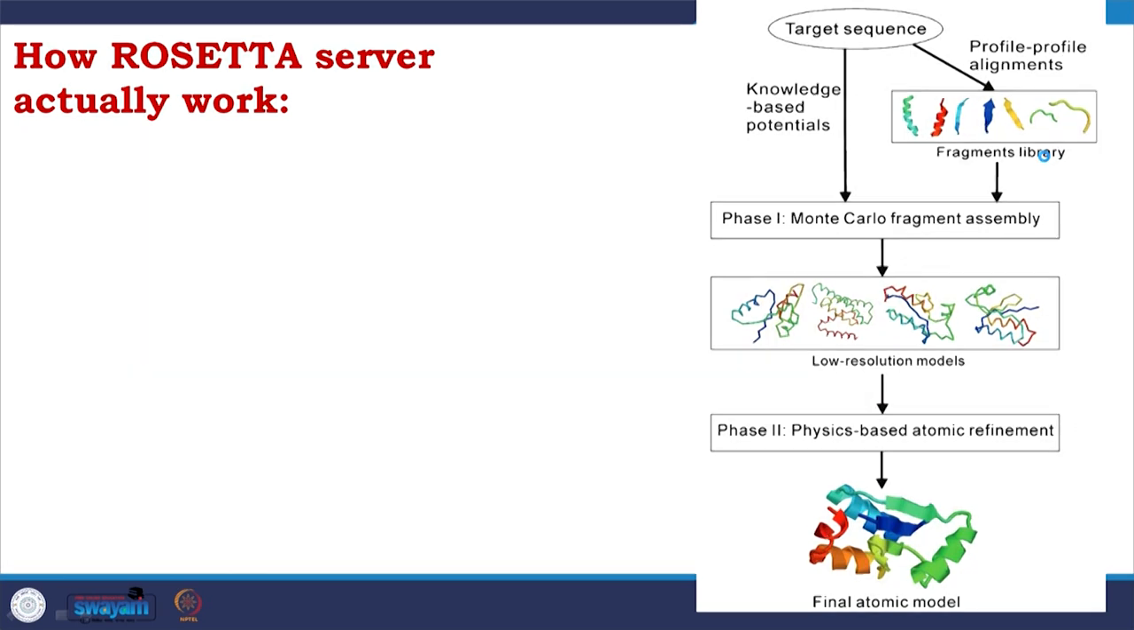This is the same. So you take the target sequence and then you make a profile alignment by making the fragment library as you make in threading. Then you apply the knowledge base potential and you come to phase 1 where you apply Monte Carlo fragment assembly. If you remember, I talked about Monte Carlo, not in detail but in simulation.